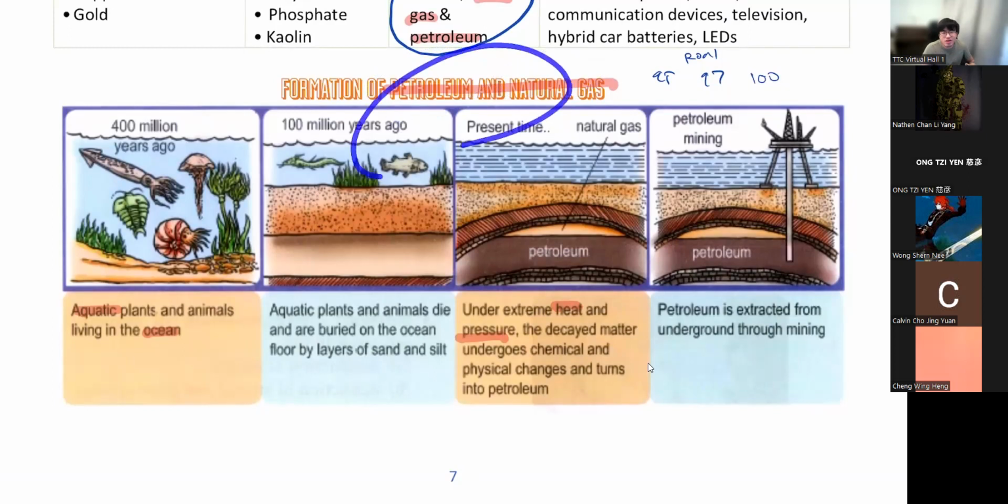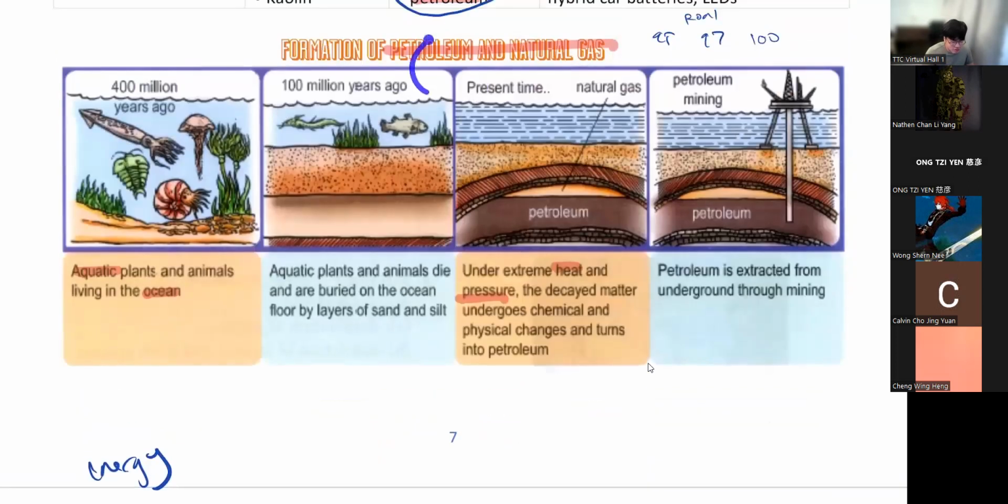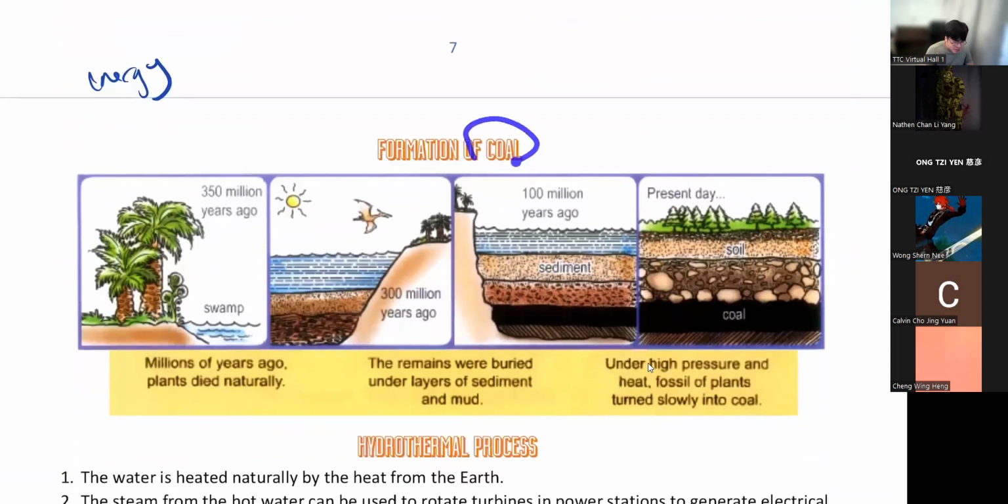Because everything runs on it. You have to know our energy demand today. What do we use energy for? We use energy for transport and for electricity. The electricity you use right now, most of it comes from fossil fuel. Do you know that? You might say, sir, there's hydroelectric and windmills. No. Most of it comes from petroleum and natural gas. Then, of course, coal.